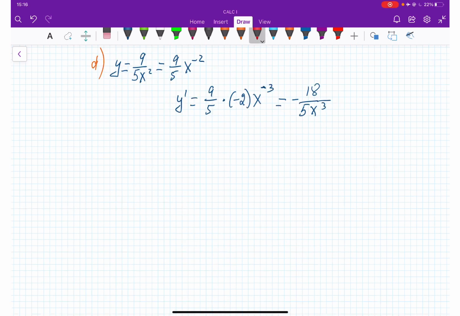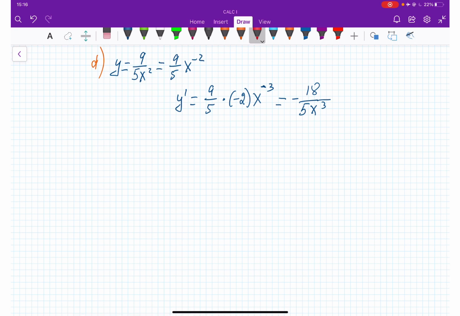Next, we are going to do derivatives of trigonometric functions. So, d by dx of tangent x. We already know the derivative for sine and cosine, right? Derivative of sine is cosine. Derivative of cosine is negative sine. How about the derivative of tangent? It's going to be secant square x.